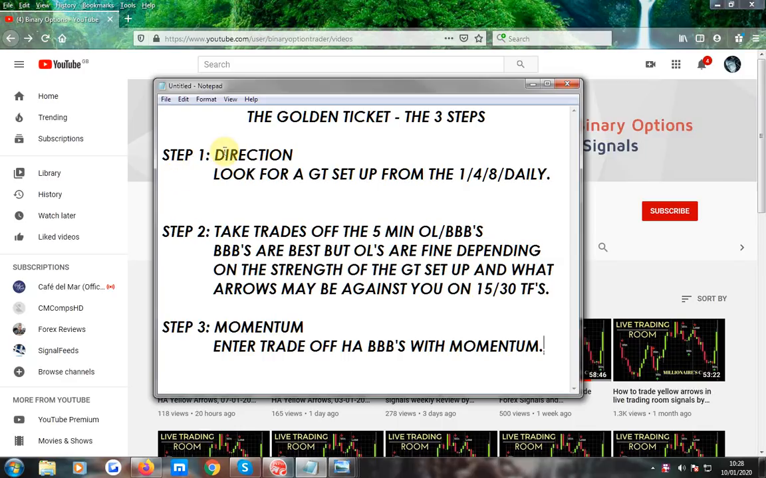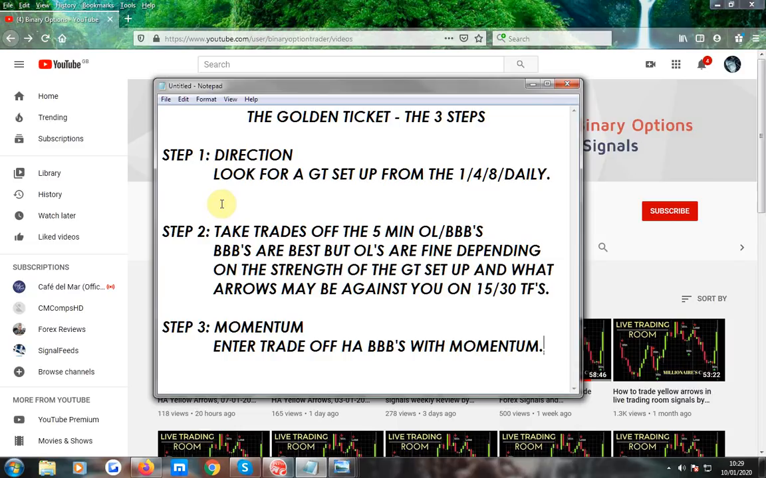Step 1, direction. You look for a golden ticket setup from the 1, 4, 8 and daily charts. Step 2, take trades off the 5-minute orange lines or BB bands. BB bands are best, but all orange lines are fine. It all depends on the strength of the golden ticket setup and what arrows may be against you on the 15 and 30s. That basically means blues.